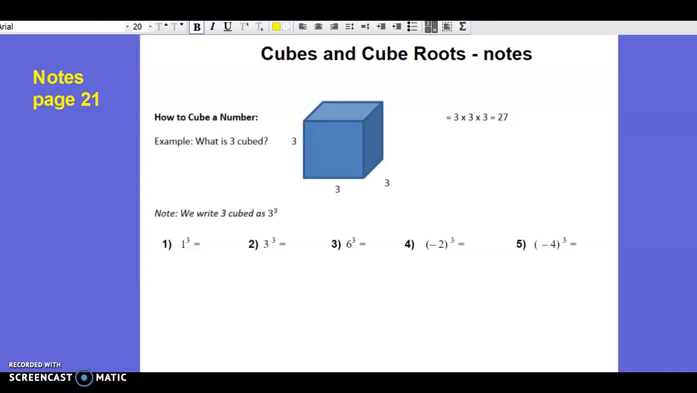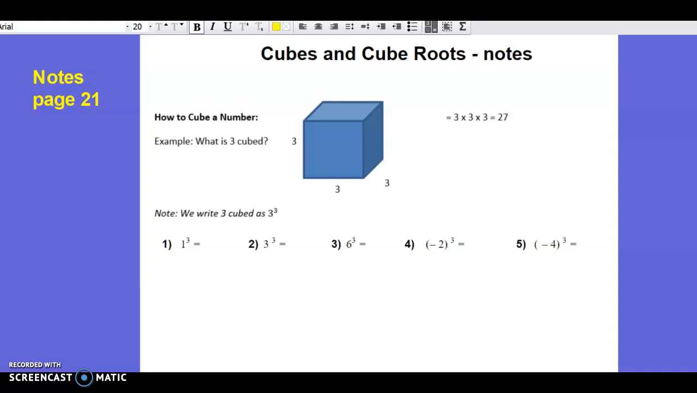Today's focus is on cubes and cube roots. So first of all, think about what is a cube. Maybe in your mind when I say that, you have an image of a Rubik's Cube come to mind. Maybe you think about a box. So if you think about a box where every side is equal and all the sides are squares, that is what a cube is. It's a three-dimensional object.